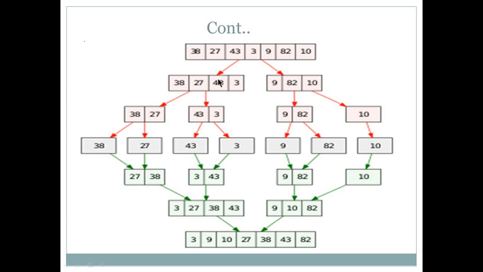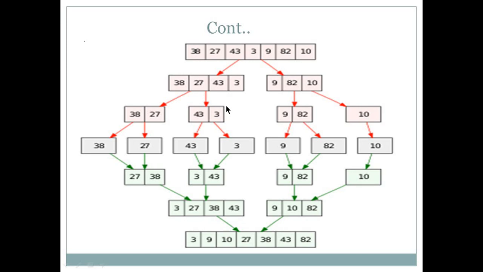Very simple. Again, divide into two parts, divide into two parts, divide into two parts. When you have individual elements, then you have to do merging, and after merging all the lists you will get your sorted merged list. So this is merge sort.